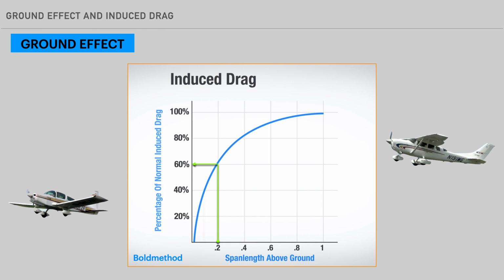When the low-wing plane is just about to touch down, it will be about 10% of its wingspan length above the ground, resulting in 40% of its induced drag, or a 60% decrease from normal. As a result of these different wing configurations, low-wing airplanes tend to float more in ground effect compared with high-wing.